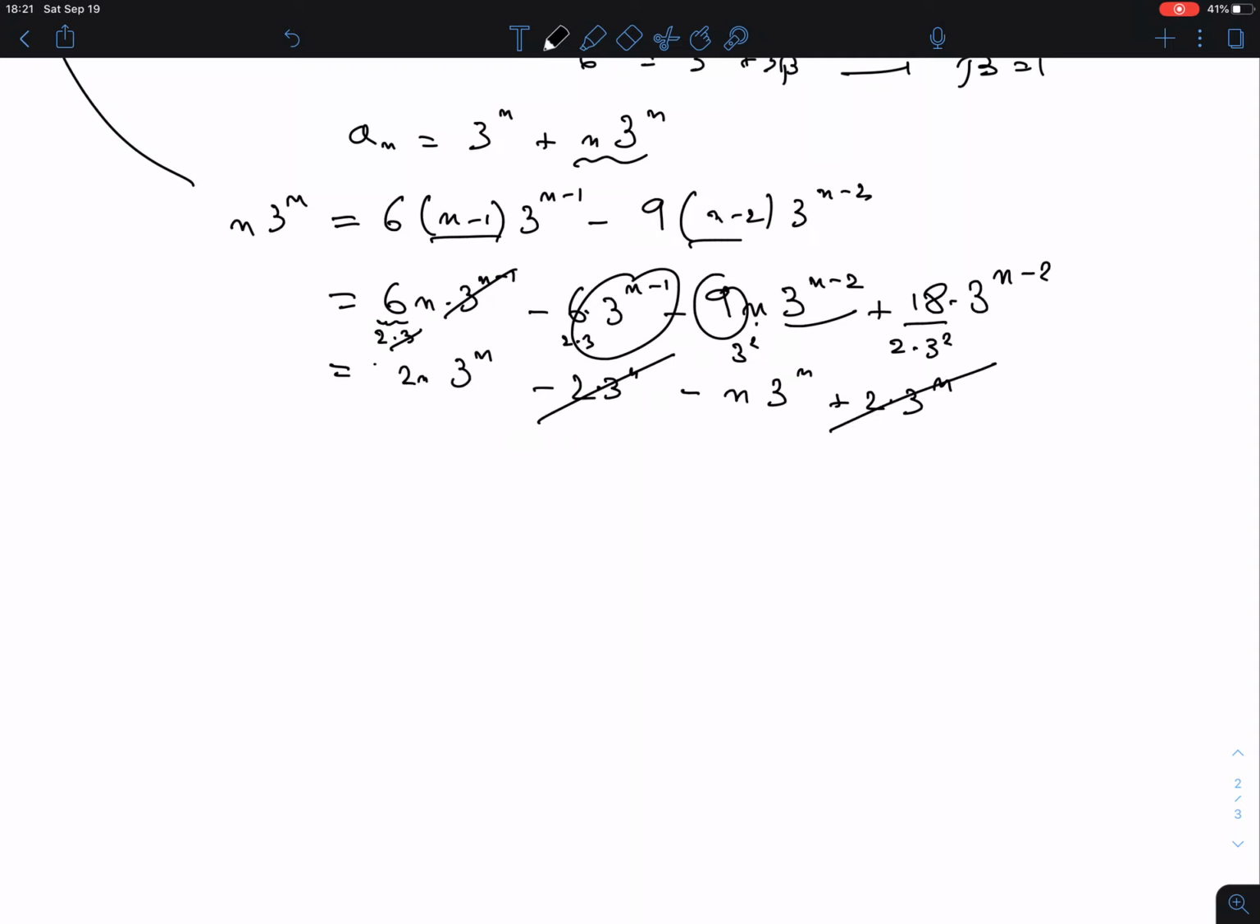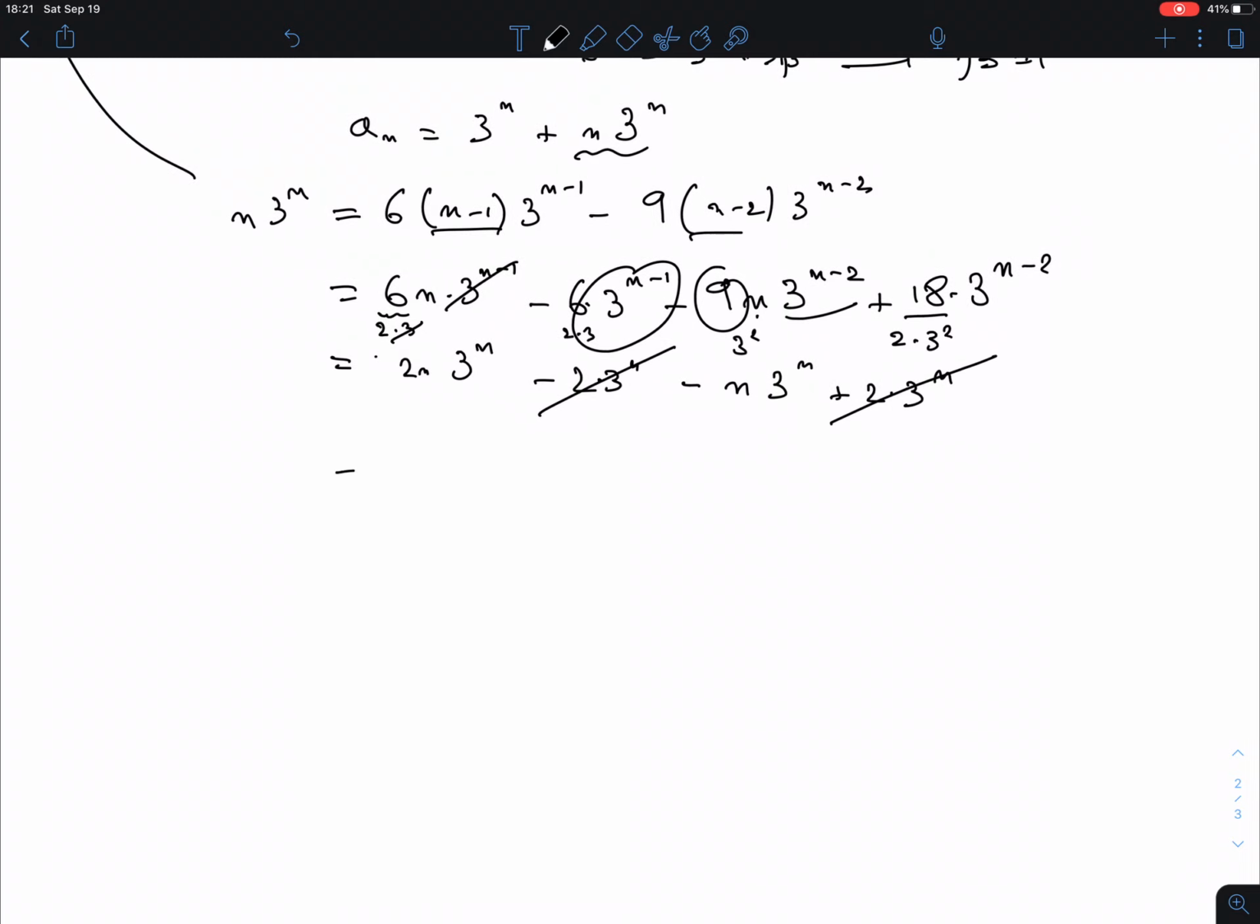And what do we have here? We have 2n minus n. So that is 2n minus n, 3 to the power n. That is n, 3 to the power n. But that's exactly what I'm claiming it had to be. So you see it works out.